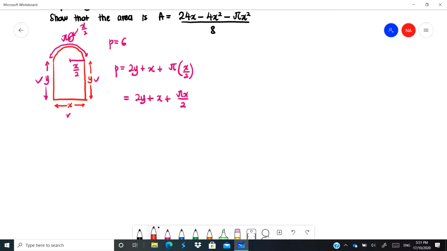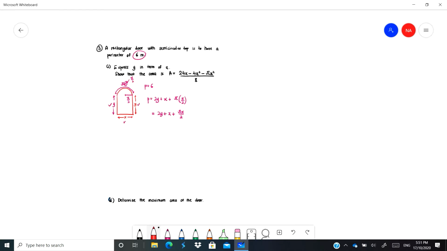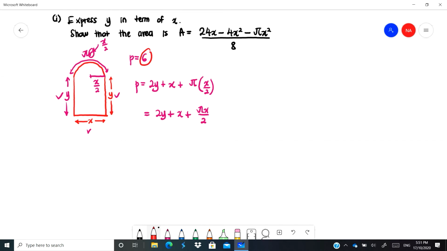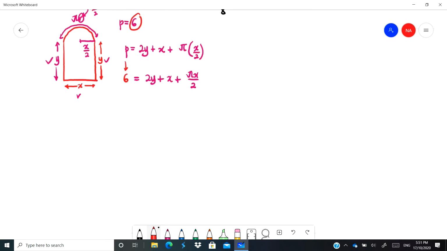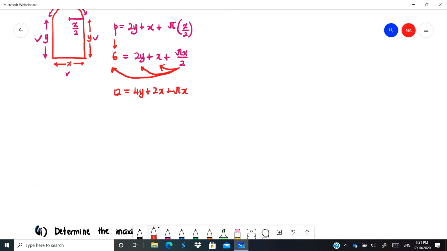Since the perimeter is given as 6 in the question, we let P equal 6. Now we multiply each term by 2 because we don't want fractions. So we have 12 equals 4y plus 2x plus pi x. Since we want y in terms of x, we write the formula with y as the subject. So 4y equals 12 minus 2x minus pi x.